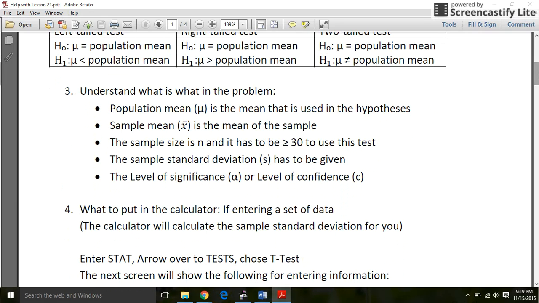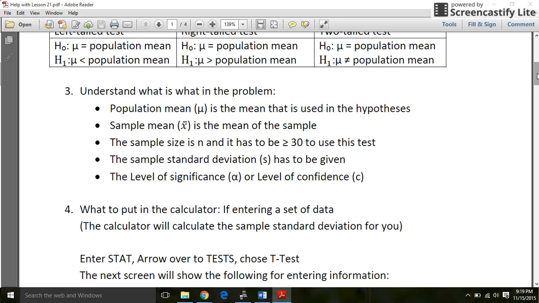So what information do we need? We're going to need the population mean, and that's the mean again that we use in the hypotheses, the sample mean, the sample size, which is n, and it needs to be equal to or greater than 30, and the sample standard deviation has to be given. Again, we need the level of significance or the level of confidence.